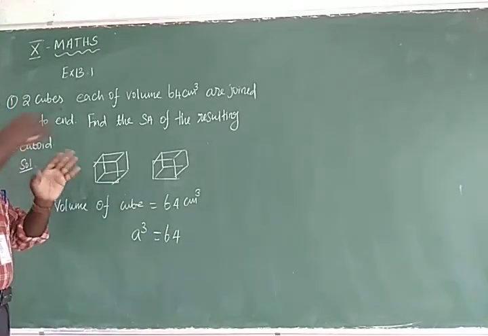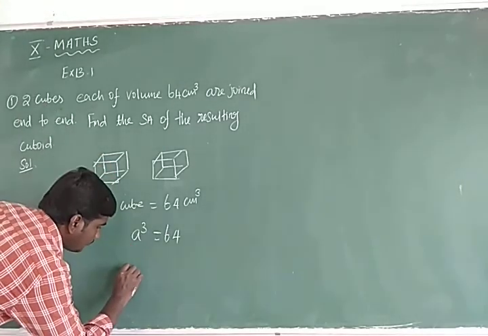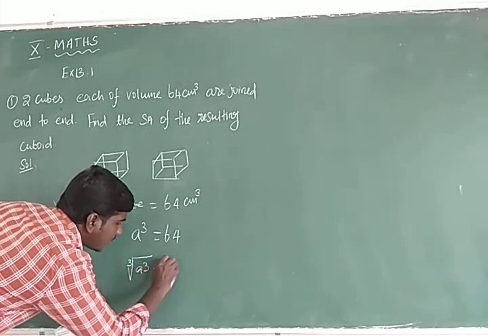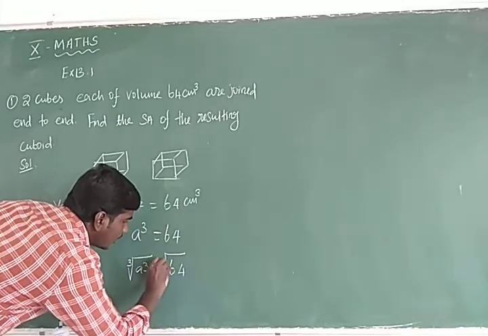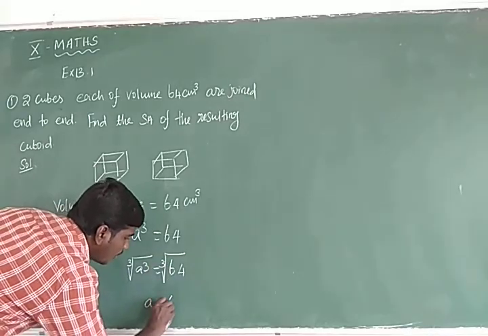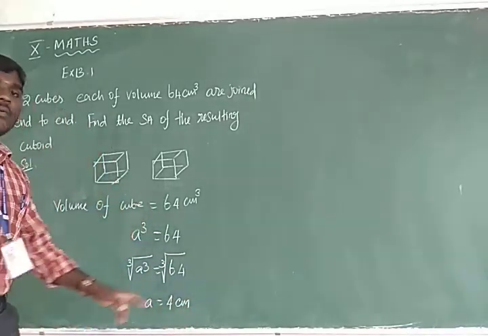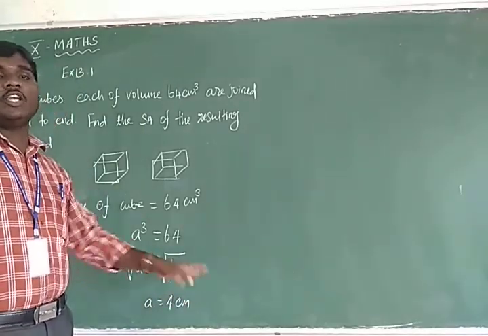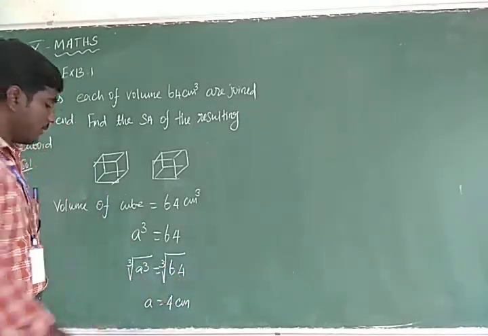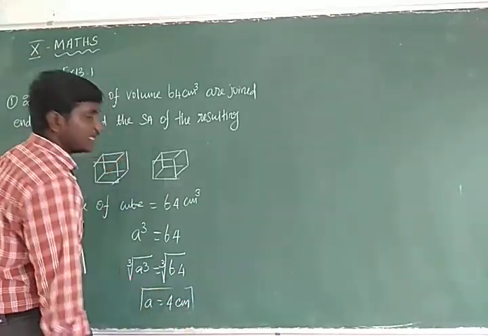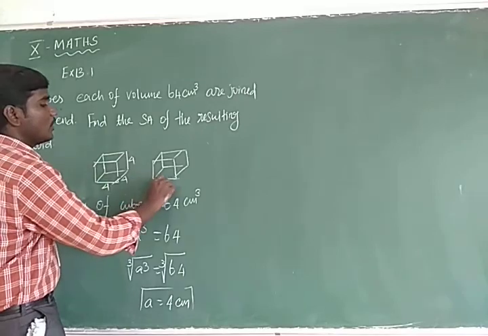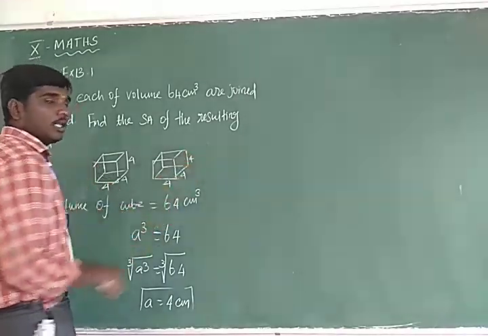Okay. So taking cube root on both sides, then you get A is equal to 4 centimeter. 4 into 4 into 4: 4 4s are 16, 16 into 4 is 64. So A is equal to 4 centimeter. So 4 centimeter, 4 centimeter, 4 centimeter.